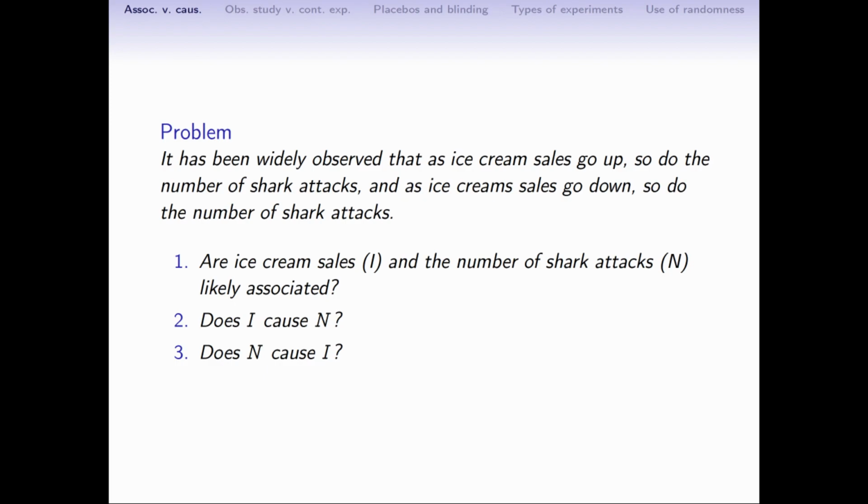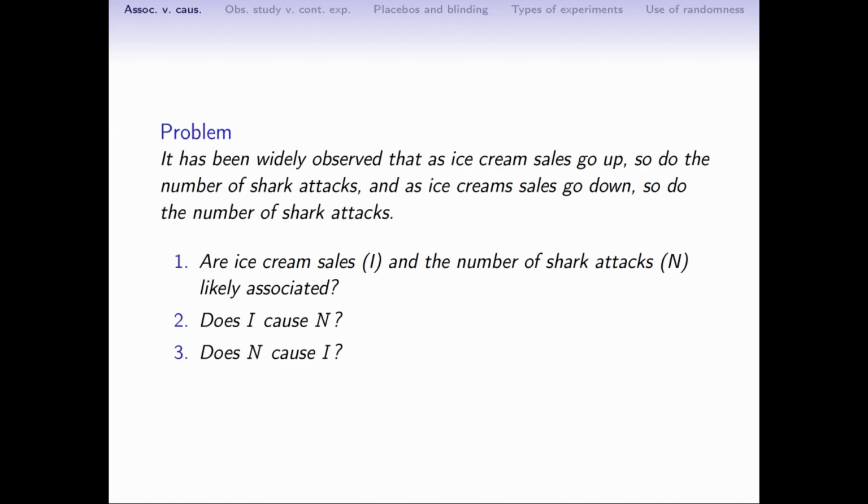So imagine that I go out into the waters with a group of very brave volunteers and I chum the waters and I try to induce a greater number of shark attacks. Do I believe that on shore there's going to be an increase in the sales of ice cream? It's ridiculous, right? So we don't really believe that N causes I either. So I does not cause N, N does not cause I.